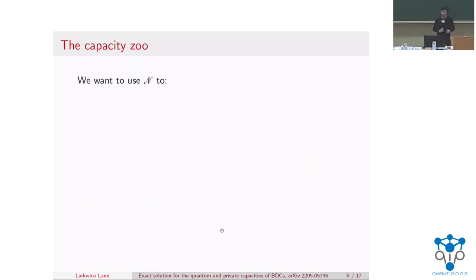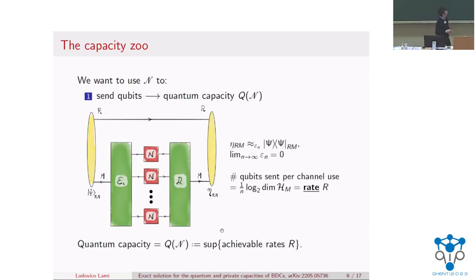Okay, so what do you want to use channels for, right? A little review of the capacity zoo. The first task is the one that was already talked about before, send qubits. This drawing is the standard one that you already saw in the previous talk. When you want to send a message M, you're allowed to do an encoding and then use your noisy channel, in our case the bosonic dephasing channel, n times, and then you're allowed to do a decoding. The rate of this communication is the number of qubits in M divided by the number of uses of the channel.